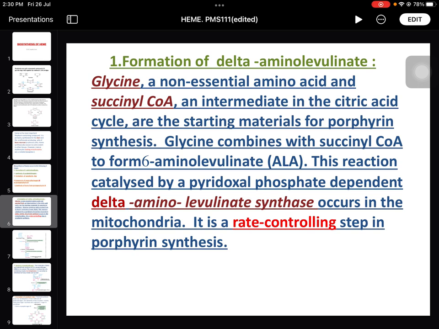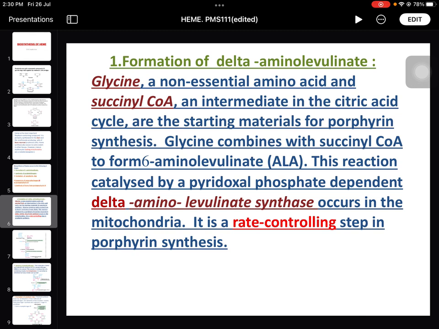So, the first step is the formation of delta aminolevulinate. For the effective synthesis of heme, glycine is involved here. You know about glycine. Glycine is a non-essential amino acid, the simplest amino acid, which condenses with succinyl-CoA. Succinyl-CoA is an intermediate in the citric acid cycle, and is considered to be the starting material for porphyrin synthesis. Glycine combines with succinyl-CoA to form delta aminolevulinate.